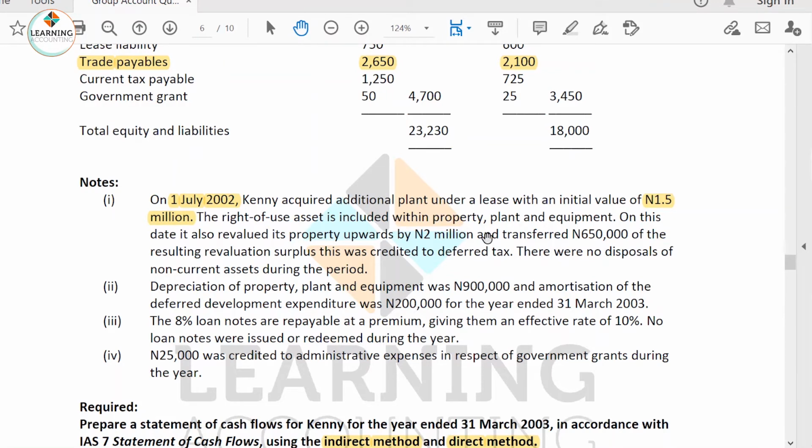On this date, it also revalued its property upward by 2 million, informing us again, and transferred 650,000 of the resulting revaluation surplus.